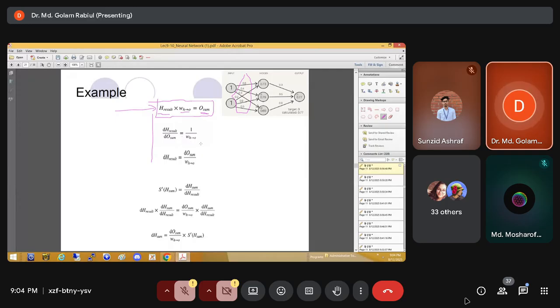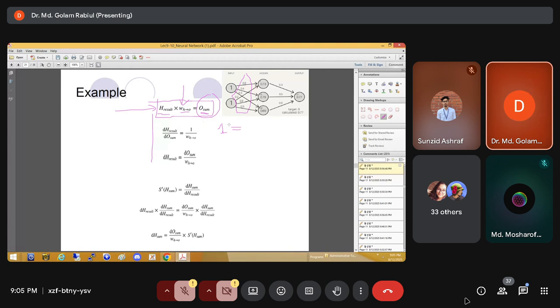But previously we have taken the derivative of this equation with respect to W. But this time we want to take the derivative with respect to output sum. So take the derivative of this equation with respect to output sum. Then what will be the values for that? On the left hand side, we will get just 1, because we are taking the derivative with respect to output sum.